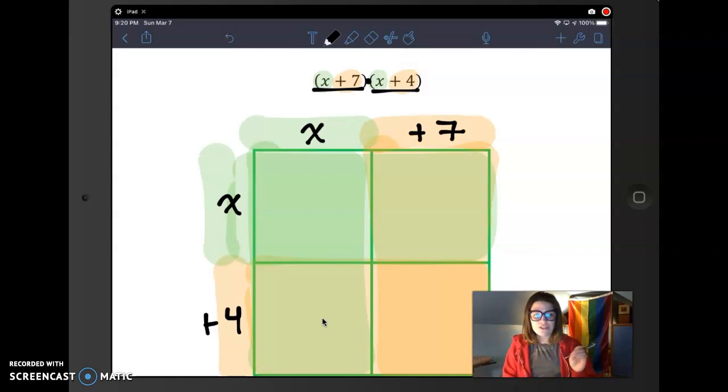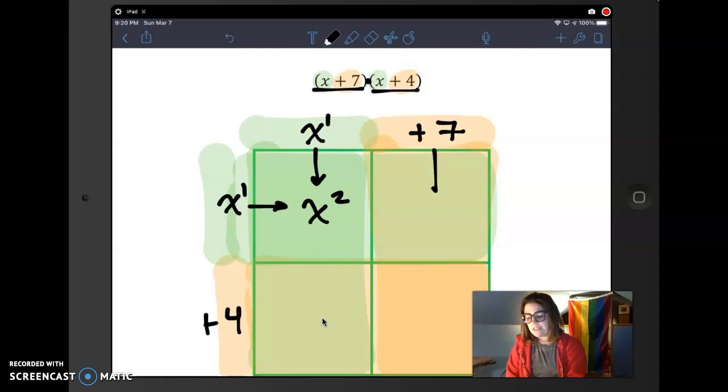Now we're going to fill in the boxes where the colors overlap. Green and green overlap in this box. We know that X and X, we add the little numbers. Same thing here: we're going to take the X to the 1 and multiply it by this +7, and we get 7X. So 7 times X is just 7X.